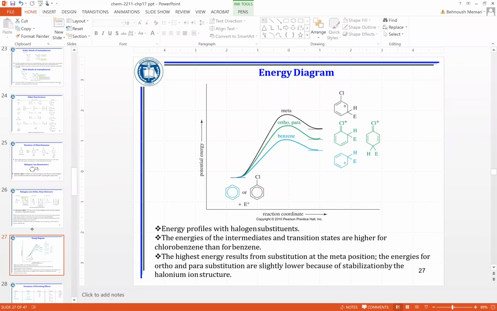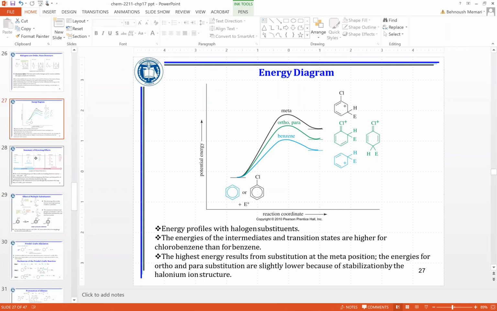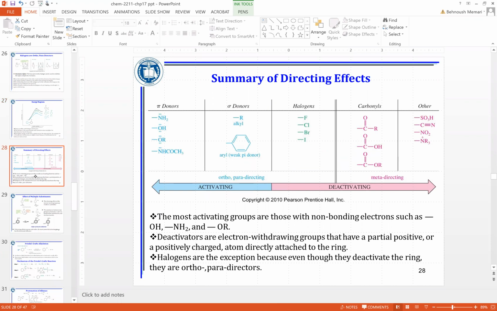So if you have a halogen on the benzene ring, it's deactivating, because with the halogens you have higher energy for the intermediate, so it's less stable than if you had the benzene ring itself, but they are ortho-para directors. And this table is going to help you, easier to see all in one place and memorize it.